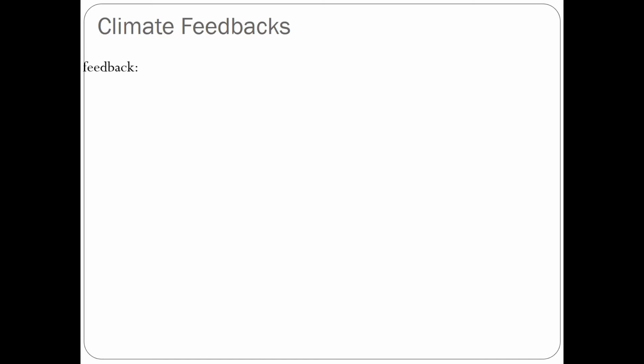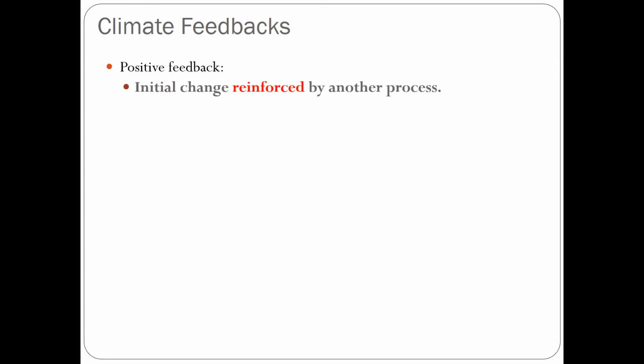There are two types of feedbacks: positive feedbacks and negative feedbacks. A positive feedback is a feedback that reinforces an initial process. In this case, that nudge triggers a chain reaction that leads to more of that nudge, more of that change. So in the case of climate, warming leads to more warming. That's a positive feedback. These are unstable.